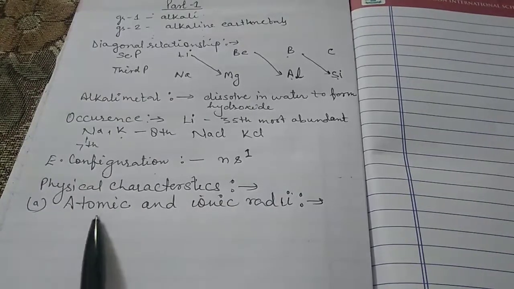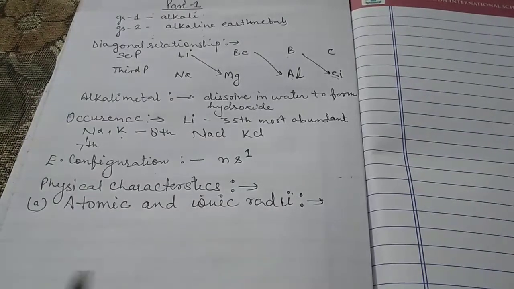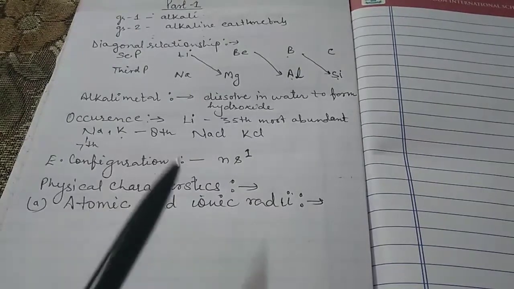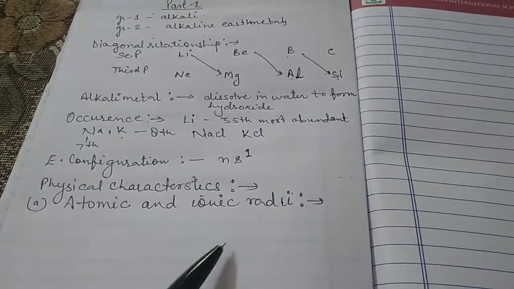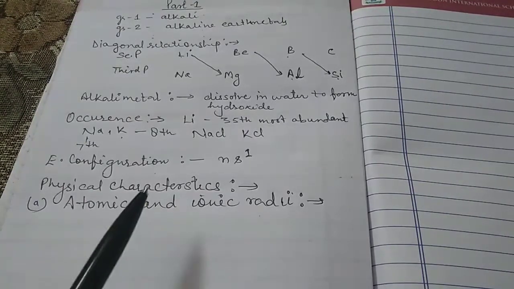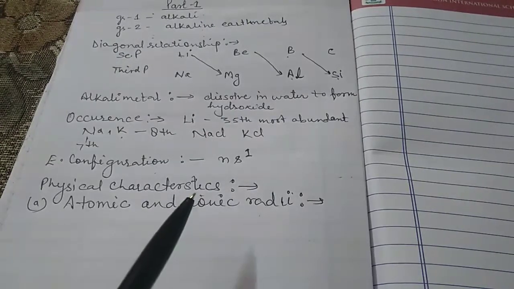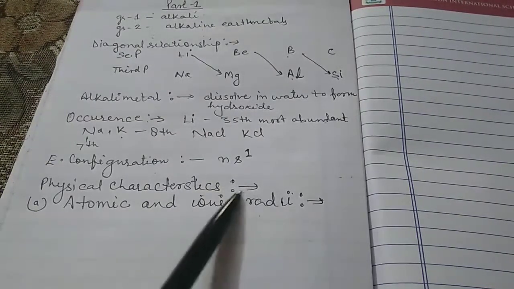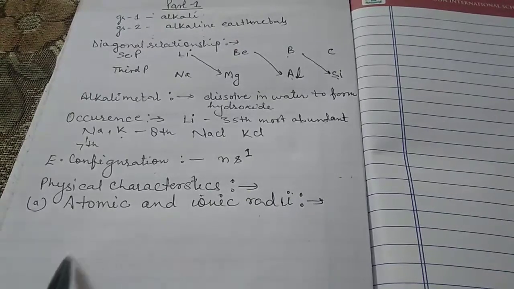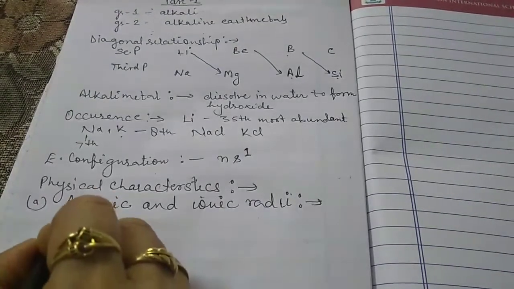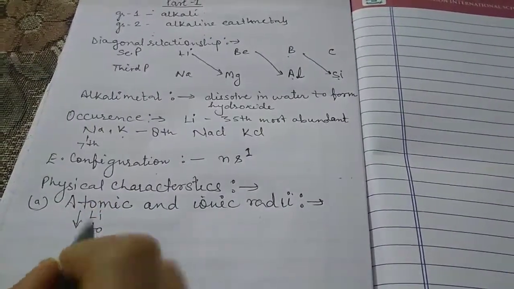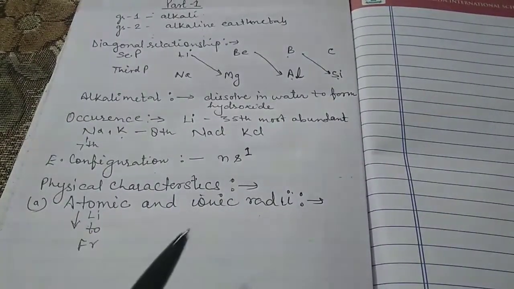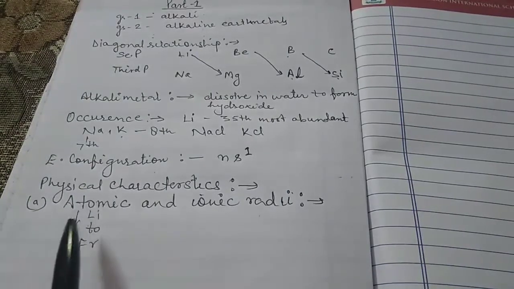Under this heading, the first heading is the atomic and the ionic radii. About the atomic and the ionic radii we have already discussed in lesson 3. So the atomic and the ionic radii of the alkali metals are the largest in their respective period. As we move down the group, that is from lithium to francium, the atomic and the ionic radii increase.